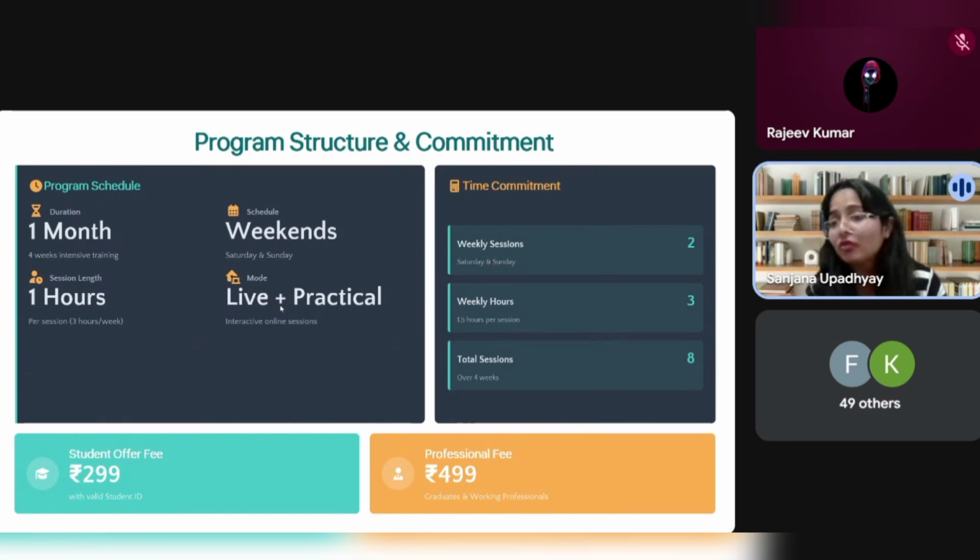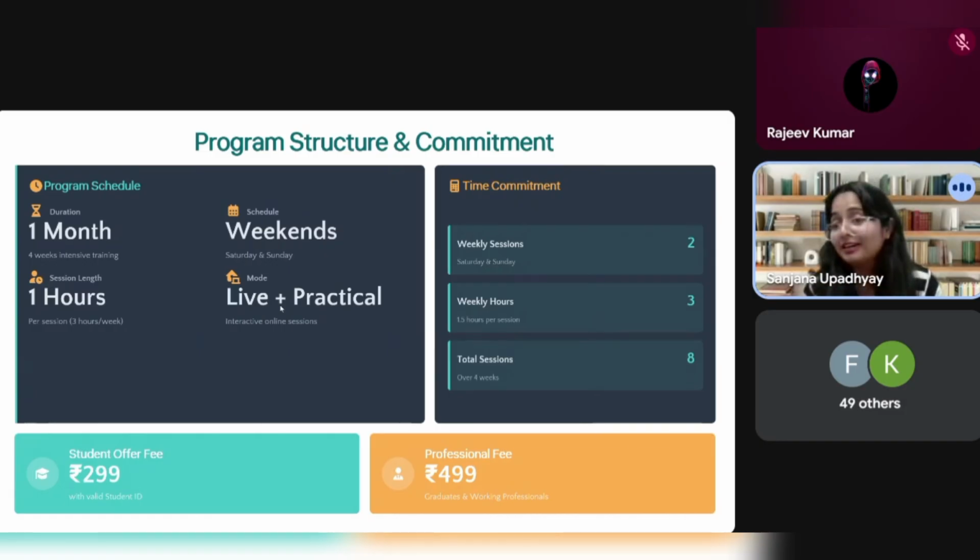If I take this workshop for 1 month and it is for free, maybe you may not join it because you are not given anything. The money is very limited. If you are a student, if you have the student ID card, you can give it in the forms, and then it will be for 299. If you are a professional who wants to learn all these things, then it will be for 499.